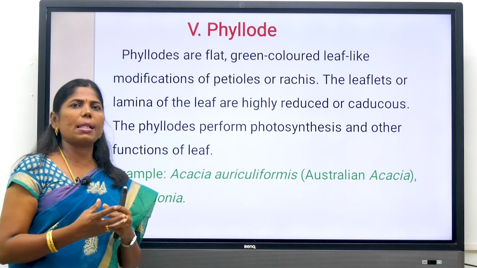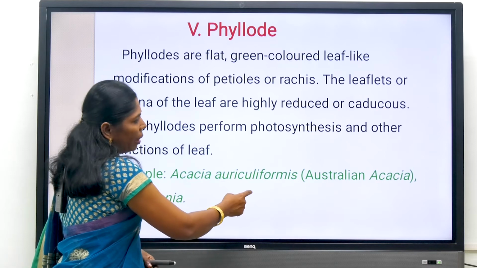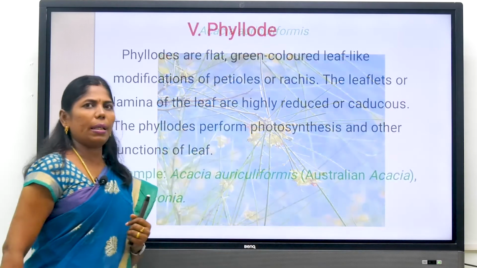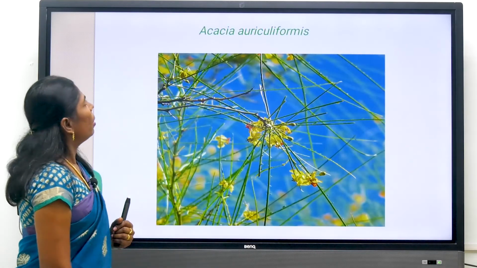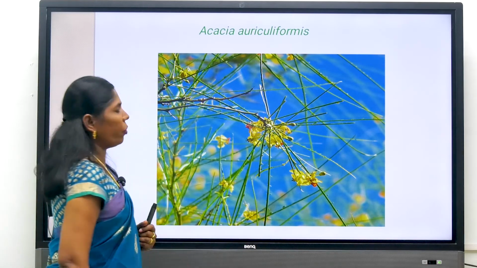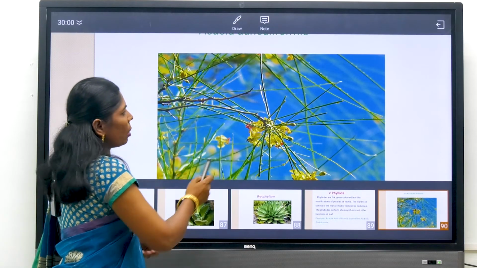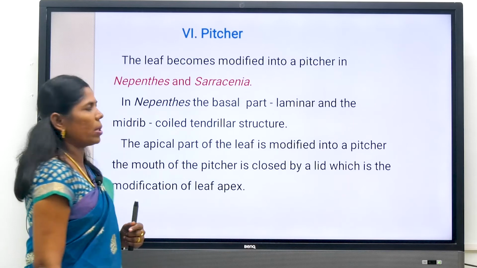Phyllodes, the main reason for the modification is photosynthesis. So Acacia auriculiformis, the Australian acacia, that is here. Actually, these regions are the petiole. The petioles are modified into a leaf-like structure, which carries out the function of photosynthesis.